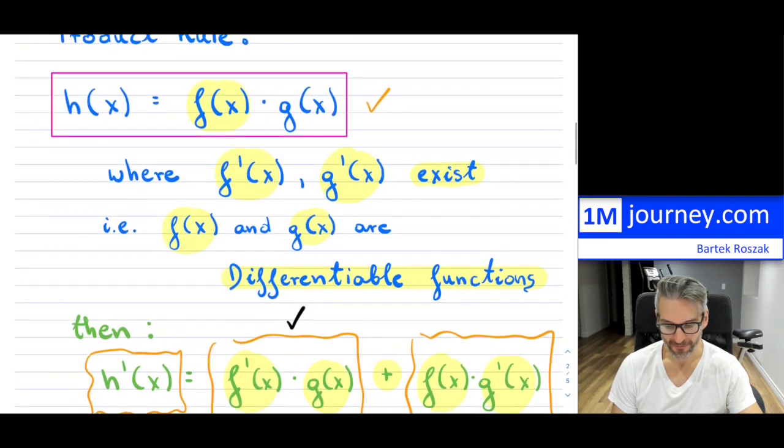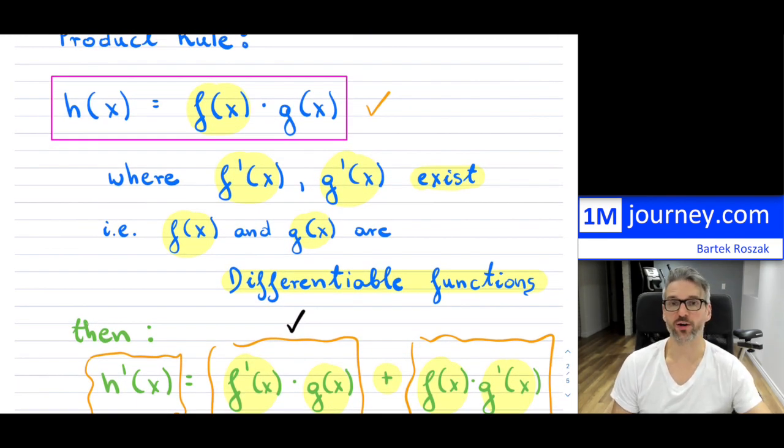And now, you're pretty much far along in terms of calculus and applying these different rules for finding derivatives.